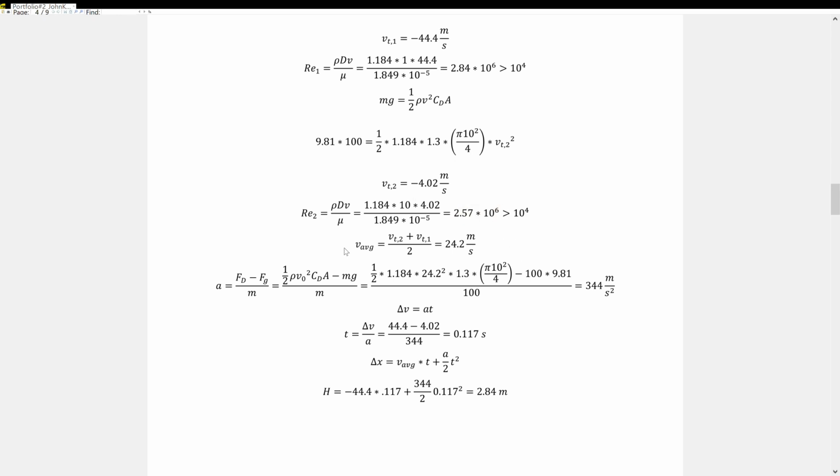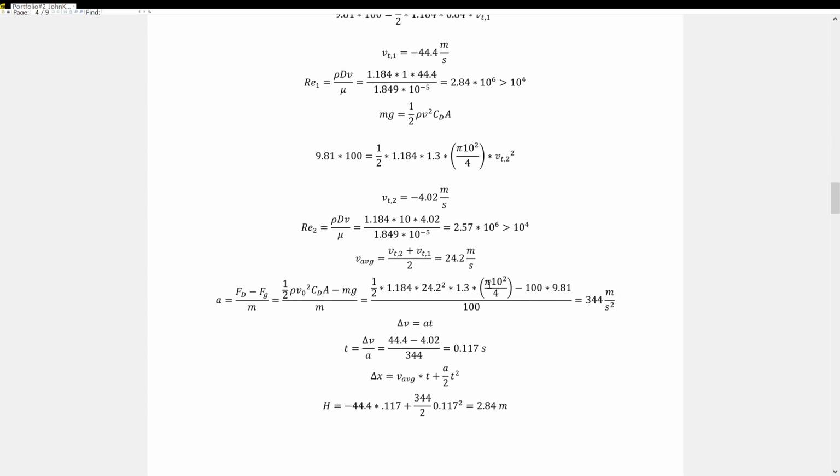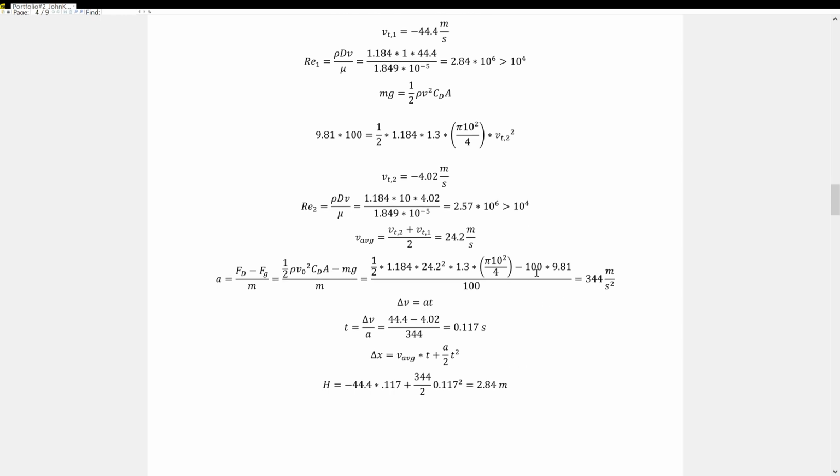And from there, we calculate the V average, the drag force from that velocity average, and the acceleration from that drag force, which we find to be 344 meters per second squared, which is obviously unreasonable. But according to our assumptions that the drag force can be approximated by average velocity and an instantaneous deployment of the parachute, this does make sense, since in real life, a parachute would not instantly deploy, and the drag force would decrease with decreasing velocity. With this acceleration, we then get a height of 2.84 meters.